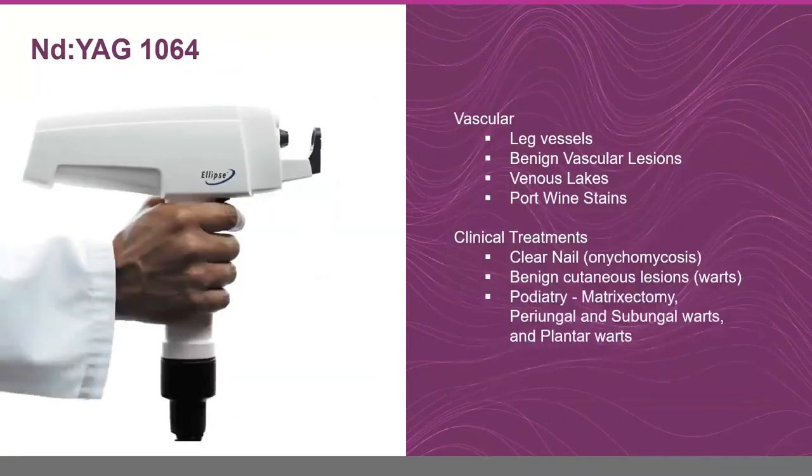The Nd:YAG handpiece, very nice, very comfortable handpiece to use. Generally leg veins, so bigger vessels, venous lakes. You can use it for port wine stains, but I would say you have to have a lot of experience, and it's used very specifically for certain parts of port wine stain. So it's more for the nodular elements within a port wine stain rather than the whole of the port wine stain.